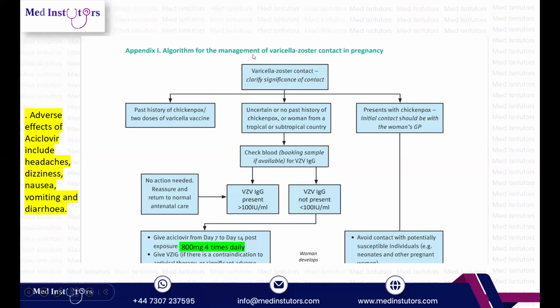Because various studies show that if it is given before, it is not as effective as it should be, right? So that is why from day 7 to day 14, that will be equal to a total of 7 days. And what would be the dose? It would be 800 milligrams 4 times daily, right? And you must remember that once you're giving medication to any patient, you must remember the side effects for that. That is headache, dizziness, nausea, vomiting, and diarrhea, right?